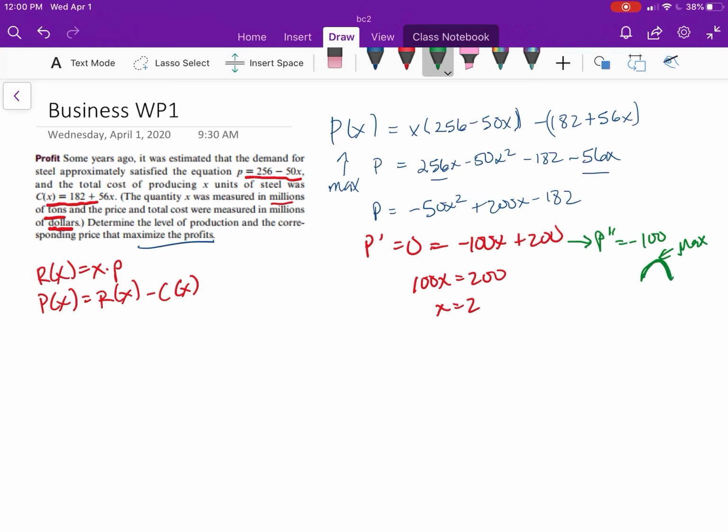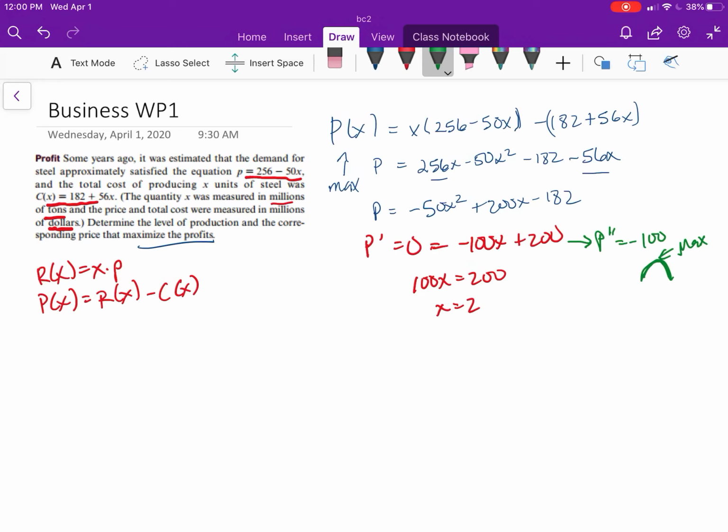Piggybacking off the last section's endpoints. Well, X is the units of steel produced. Producing 0 units obviously will not be a max. And there is no bound here, right? There's no, for instance, does it say there's only up to 10 million tons or whatever available that could be mined or produced or whatever's going on here. There's no other restrictions. There's no other bounds. So we have to assume for this function that we don't need to check endpoints, and that is the absolute max there.